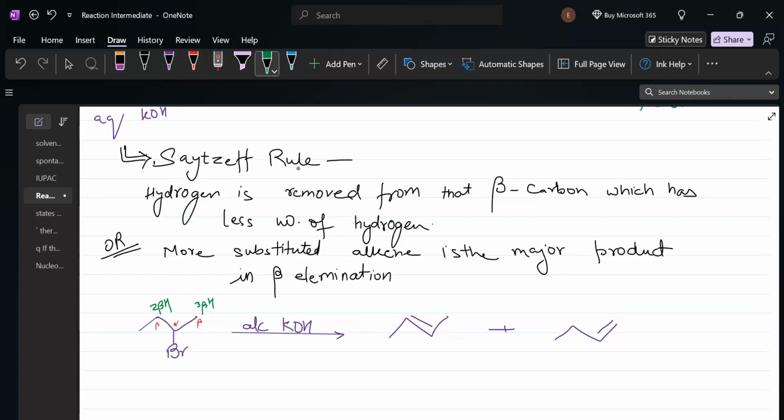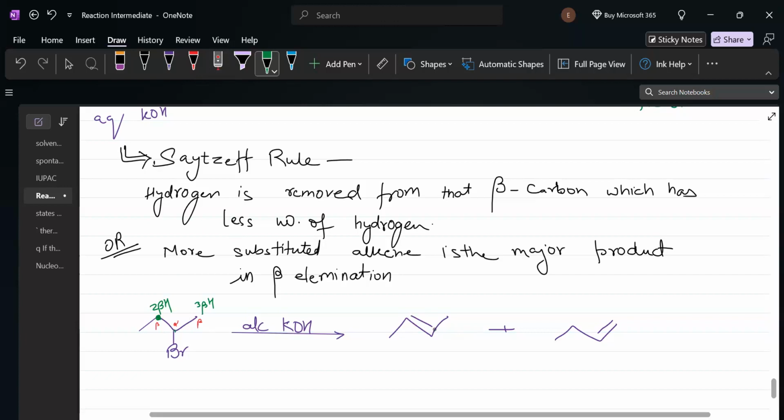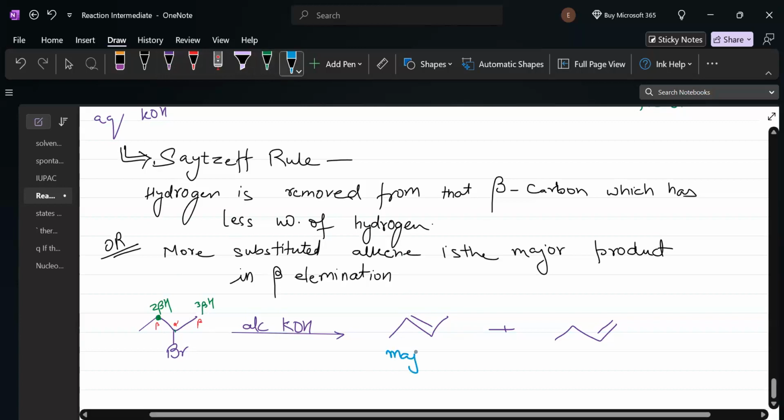When hydrogen is removed from this part and bromine is removed from this part, the double bond will be formed between these carbons. So finally, we can conclude that this is the major product and this is the minor product. Khadija, have you understood this?